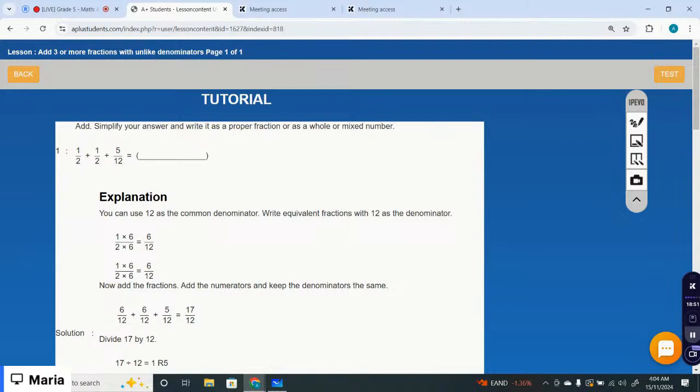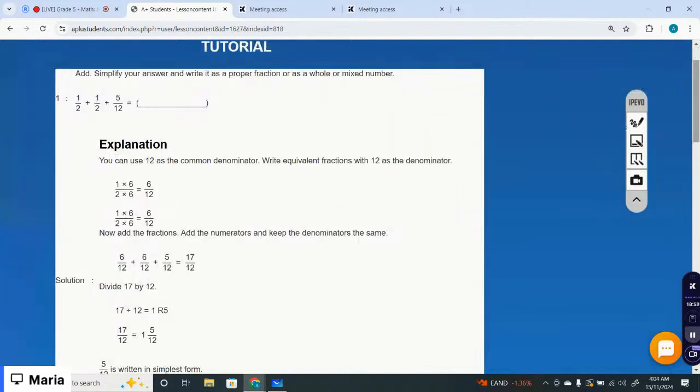2 times 6 is 12. So you need to multiply the fractions by 6 and then you have to add them. For the first one, you multiply by 6, that is 6 by 12. For the second one, you multiply by 6, that is 6 by 12. Now they have like denominators, you can simply add them, that is 17 over 12. The numerator is greater than the denominator, so you can simply divide, right?